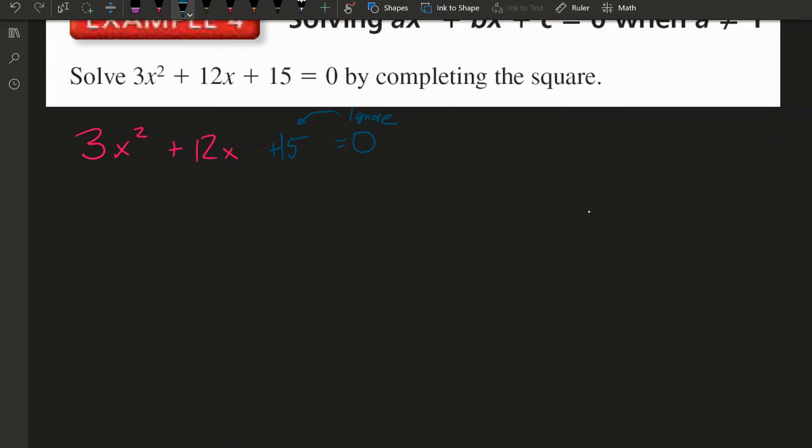And we're going to focus on just the quadratic and the linear term, the first two terms here. So what I'm going to do here is factor out the leading coefficient. So if I factor that out, the leading coefficient is the 3. That would be 3 times x squared plus 4x plus, and then I'm going to leave a blank space right there.